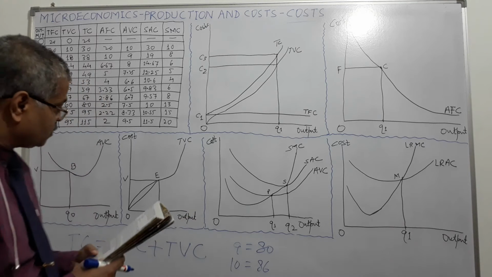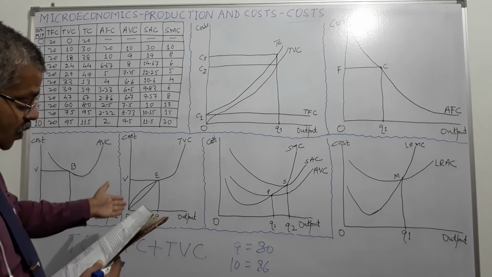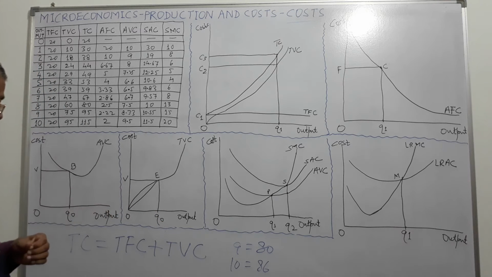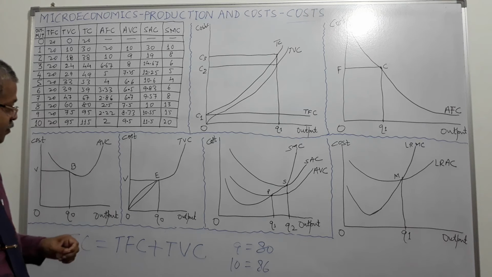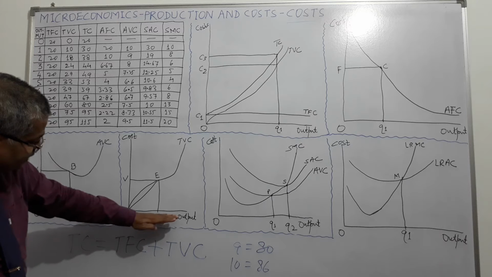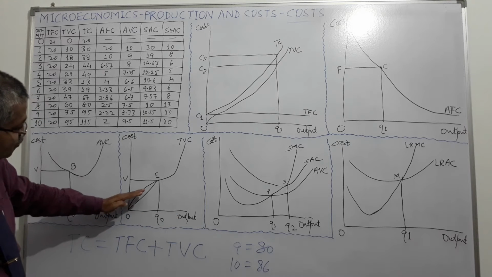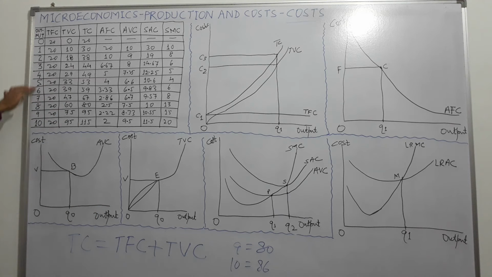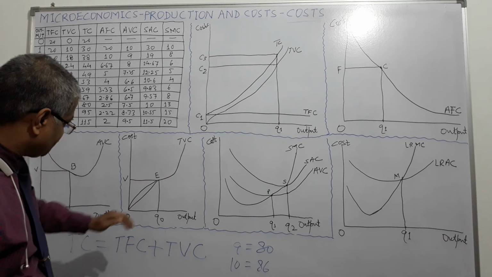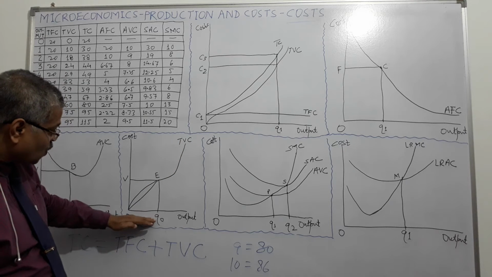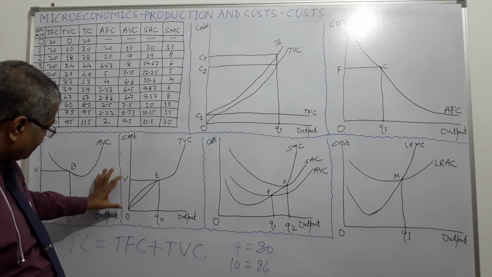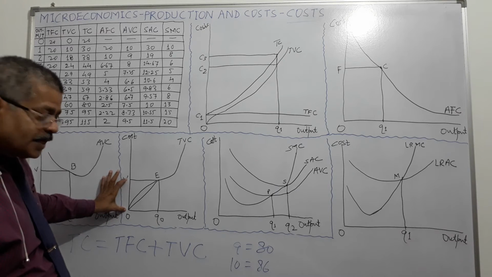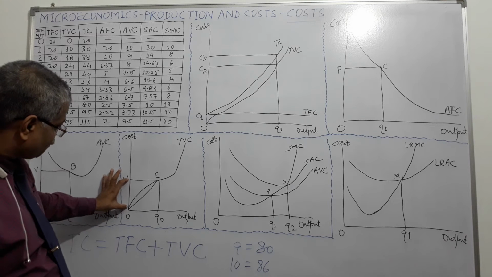Then we go to this one. This is called total variable cost curve. What is that? Total variable cost. When the output increases, total variable cost also increases, right? When the output increases 0 to 10, total variable cost also increases, right? So here also it increases. At Q0 output, total variable cost is OV, right? Variable cost is this one.